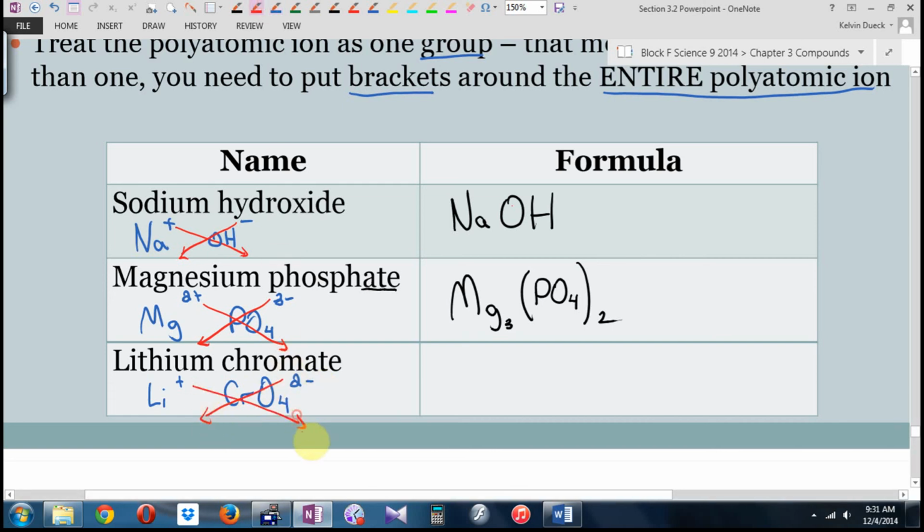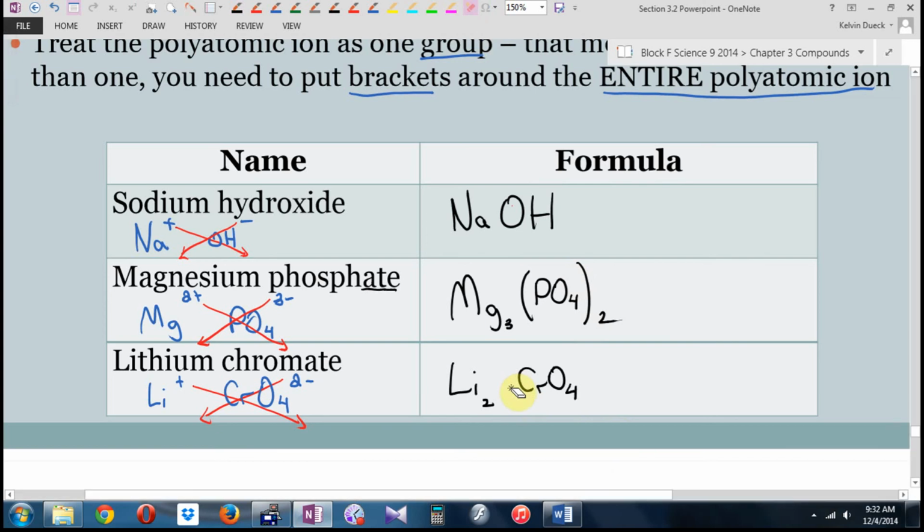What's the formula going to look like? How many lithiums? 1, 2. How many lithiums? 2. 2 of them, right? Crisscross. And how many CrO4s? I'm treating that like one funky atom. How many of those? Just 1. You can look up. This is technically not wrong, but it's really, really sloppy, so I won't do that. I just understand that there's just 1 of them, Kiana.